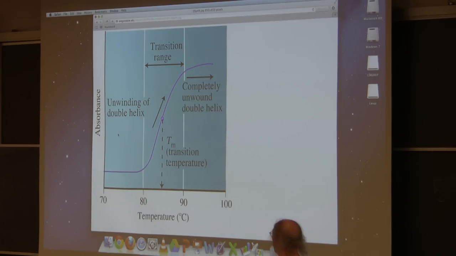Now this process becomes important. Later we're going to talk about techniques in biotechnology where we actually have to separate the strands of DNA in order to make something happen. So I'll come back later to talk about why denaturation is important. The TM here, people call the transition temperature, you're probably more likely to call it the melting temperature because that's the place where the strands come apart. At this point, they're halfway apart.